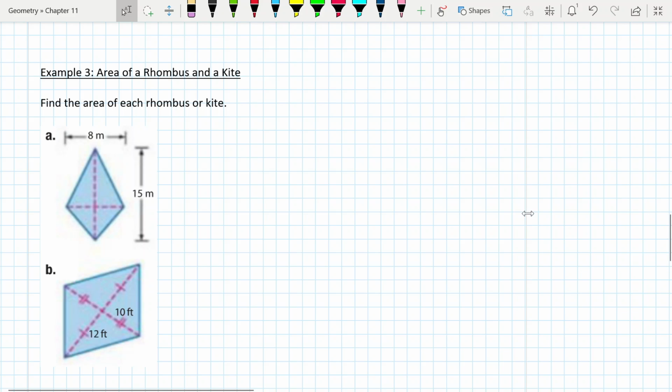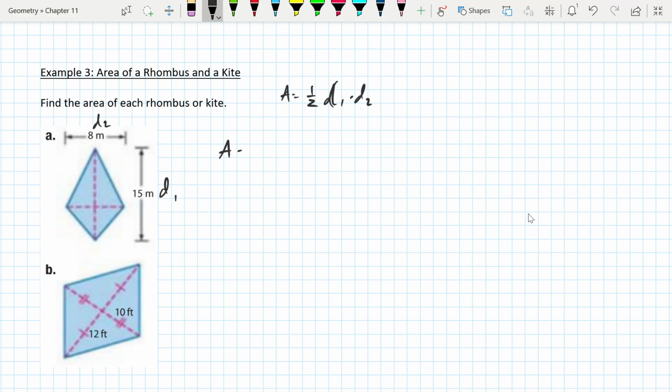Example 3. Area of a rhombus and a kite. So in part A, I have a kite, but it doesn't matter. The area for both of these things is 1 half diagonal 1 times diagonal 2. And if you notice here, I've got diagonal 1 and diagonal 2 already spelled out for me. So this kite is going to be 1 half times 8 times 15, or 4 times 15, which is 60. So the area is 60 meters squared.